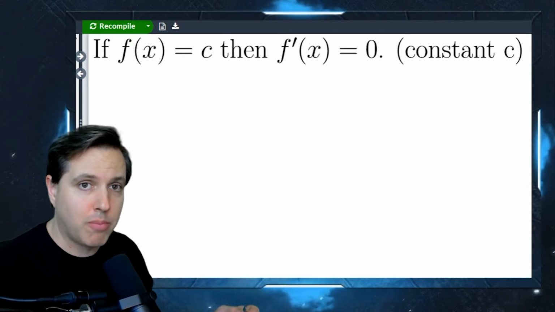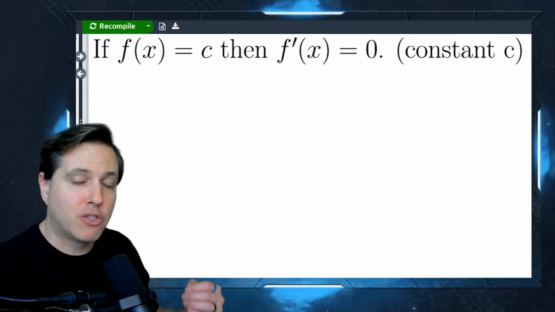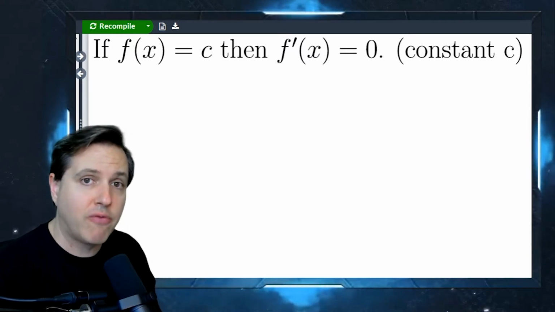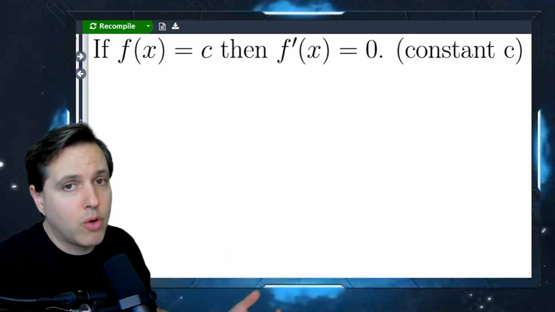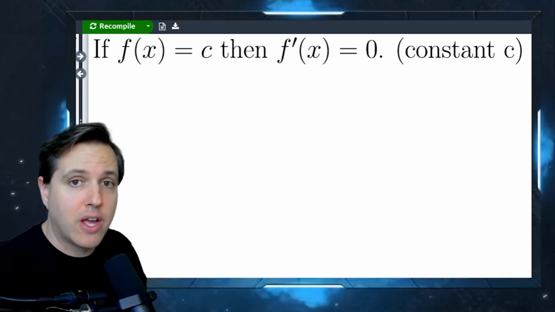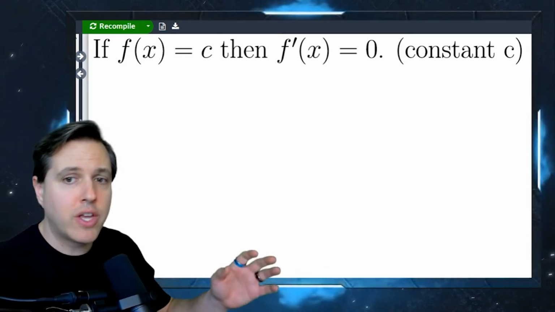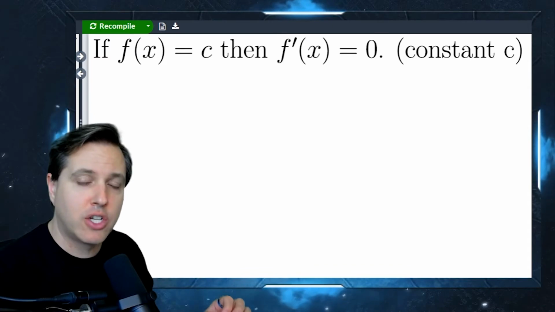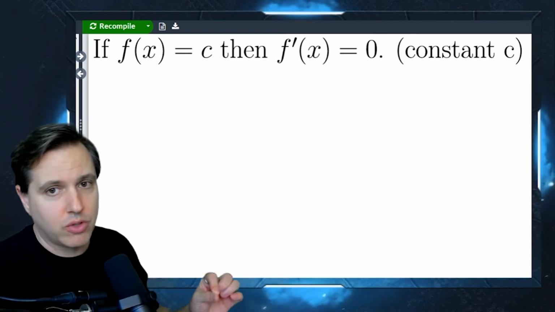So for the next couple weeks, we're going to be developing tools that allow us to find derivatives easier than going through that definition of the derivative. We'll be able to find them much quicker and much easier. So here's the first of the rules that we want to look at. If you have a constant function, your derivative is equal to 0.